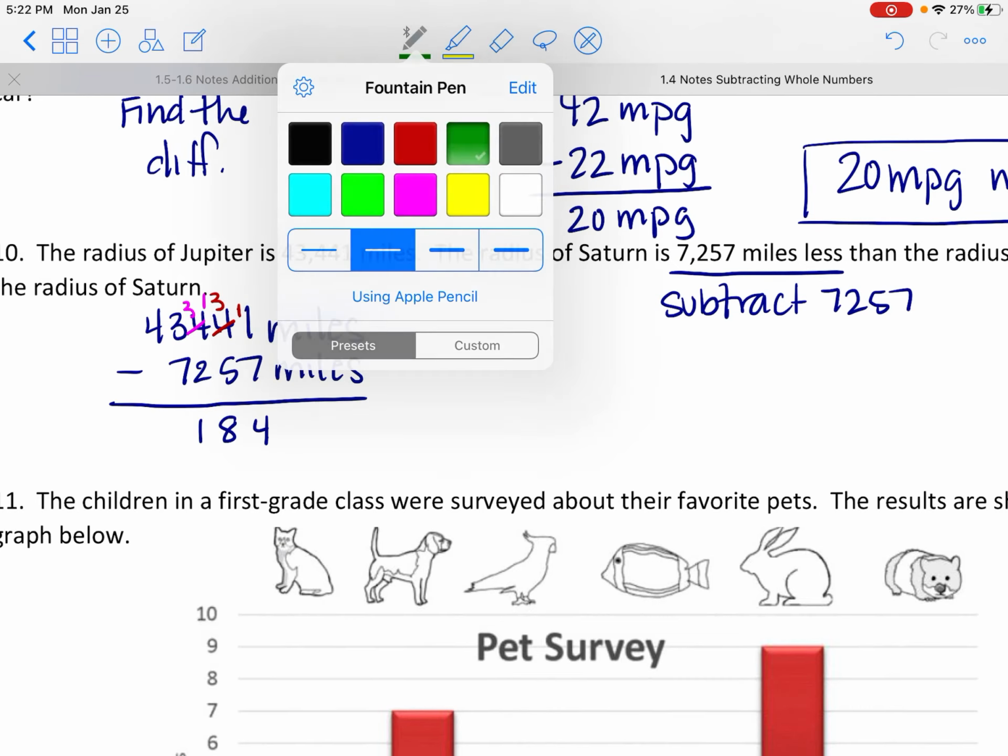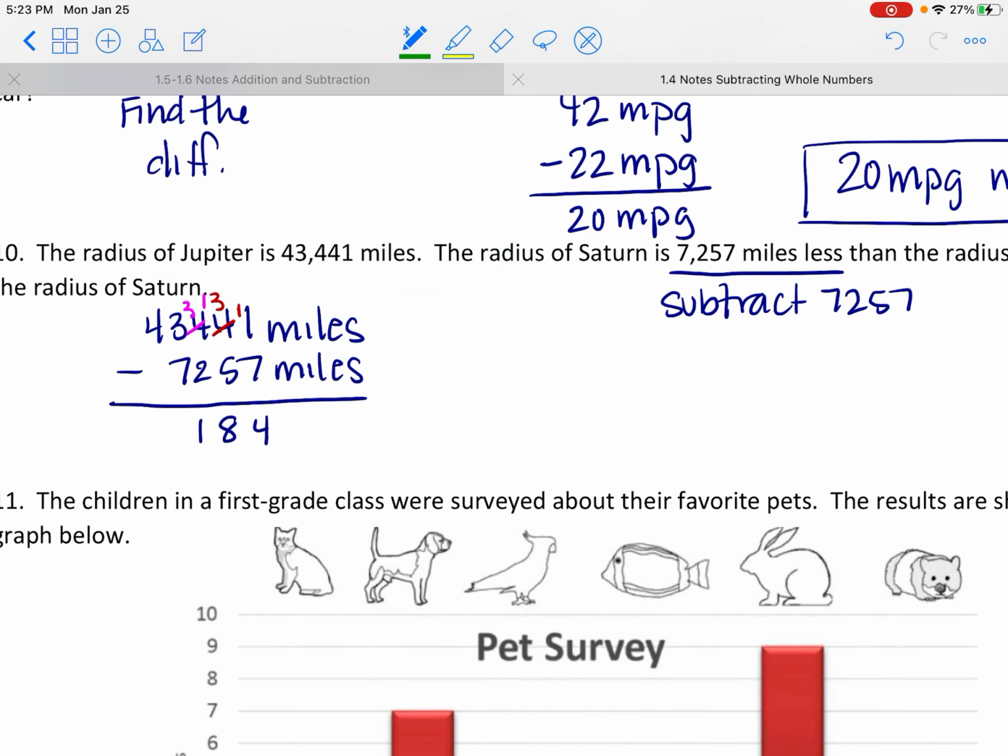And then I can't take 7 from the 3 that's in the thousands place, so I'm going to borrow again. And then now I could take 7 from 13, which is going to leave me 6. And then the 3 is the only digit that's in that 10,000s place, so that 3 can come down. And so we're looking at 36,184 miles. So 36,184 miles for the radius of Saturn.